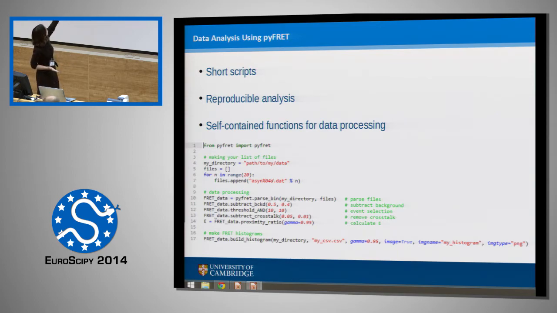So you can see that first you have a list of files that you read in. You initialize a FRET data object, and then you can do file parsing, background subtraction, event selection, removing crosstalk, which is another form of noise, some data manipulation, and then you can make some plots like these FRET histograms that I was talking about.